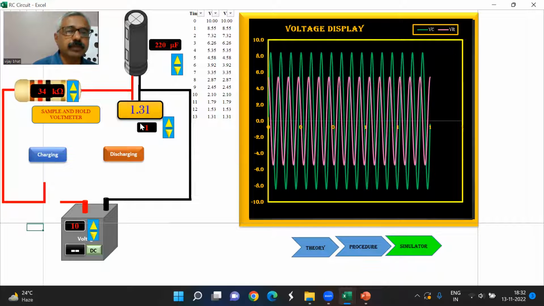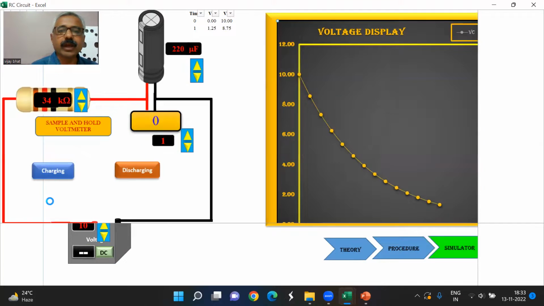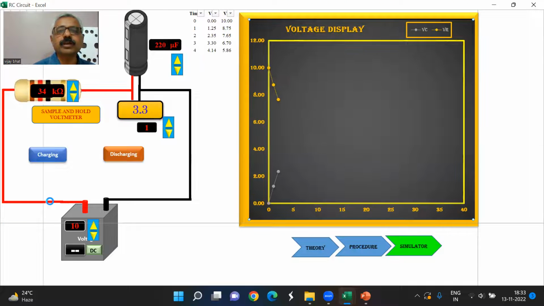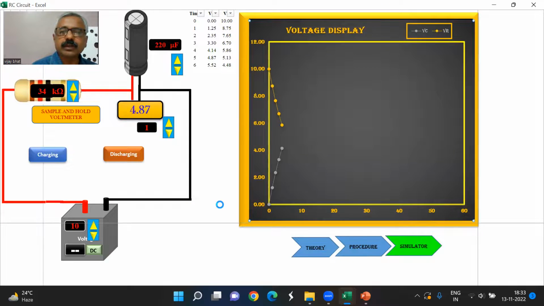So now with the sample and hold voltmeter retention time of 1 second, we will start our experiment of charging the capacitor, and there may be a little flickering of the screen because the screen is continuously updating at each iteration of the voltage and time change. So I'm pressing the charging button. Look what happens. As soon as the charging button is pressed, the switch is on and the capacitor is gradually charging.